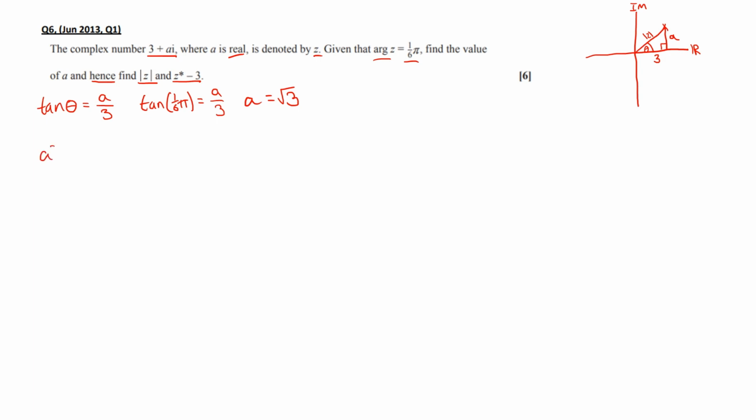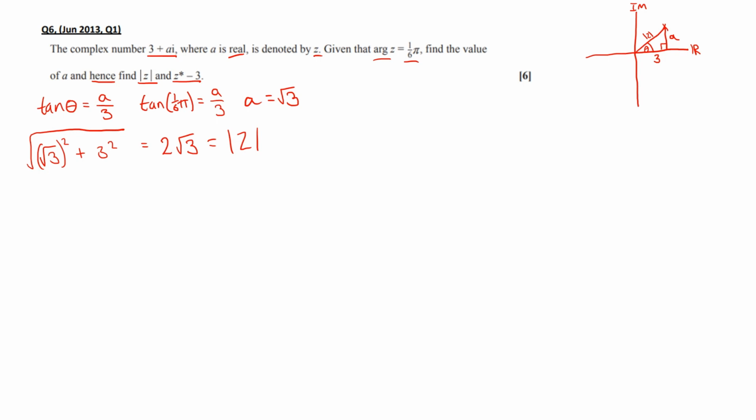Pythagoras. So a squared. Actually, we don't need to say a squared because we know what a is. So we can say that √3 squared plus 3 squared, all square rooted, is going to be our answer. So the square root of √3 squared plus 3 squared gives us 2√3. That's equal to the modulus of z.